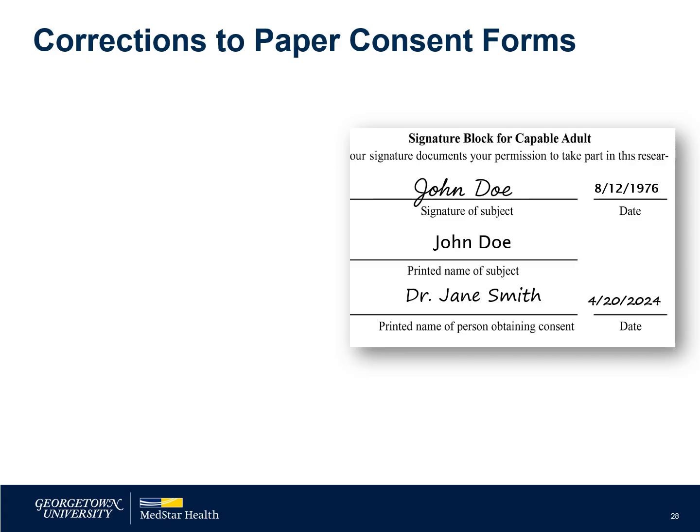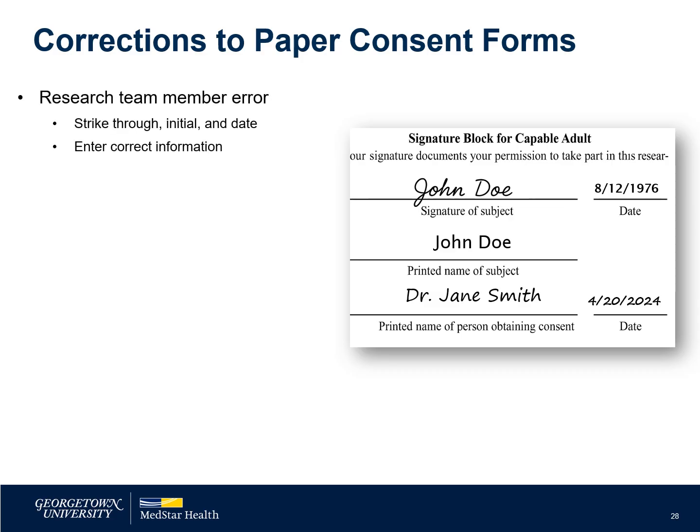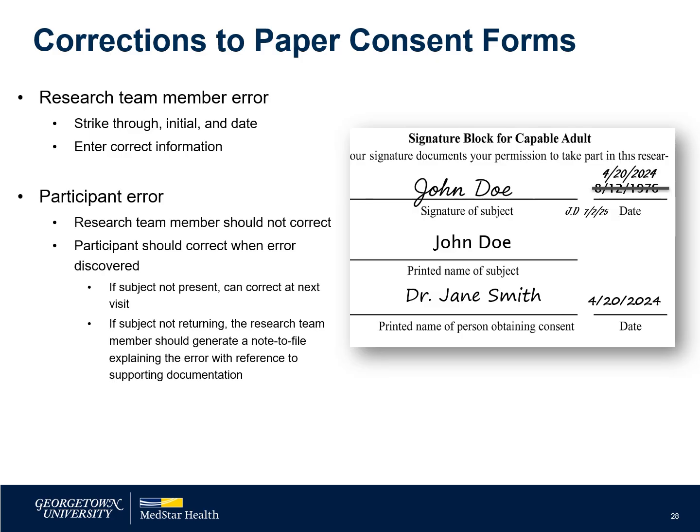Mistakes happen in studies. Luckily, there are guidelines for how to fix those errors. If an error is made in the documentation of informed consent, the individual making the error must draw a single line through the error, initial and date, and then enter the correct information beside the error. Research team members should not correct text entered by the subject. If an error is made by the subject, such as writing the wrong date, the research team should ask the subject to strike through the text, enter the correct text, initial, and date.